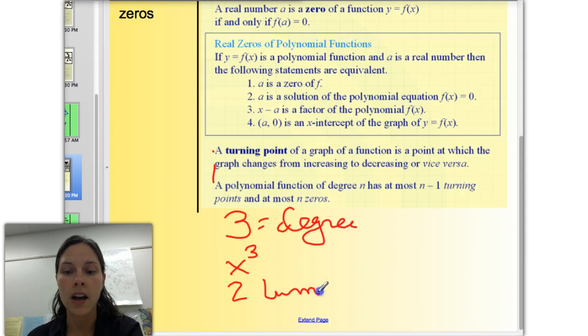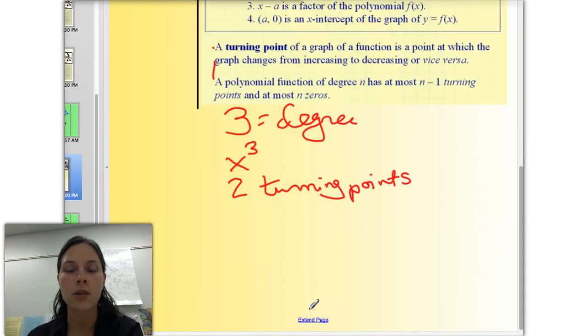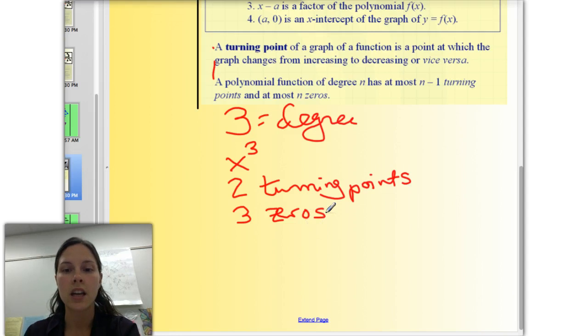Now it might not have 2 turning points, but it will have at most. It cannot have more than 2 turning points. Thinking about the same function, the other piece that it's talking about is how many zeros it could potentially have. And at most, n zeros. So the same function, x cubed, could have at most 3 zeros. So whatever the degree is, that's how many potential zeros it could have.